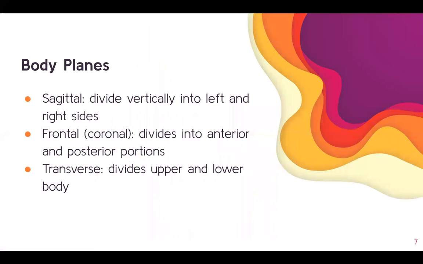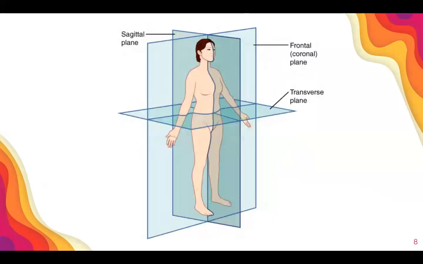Body planes are how you cut the body, essentially. The sagittal plane divides into the left and right sides. The frontal or coronal divides into the front and back half, and the transverse just separates your upper and lower body. On this slide, you can see the planes more clearly, and definitely pause.